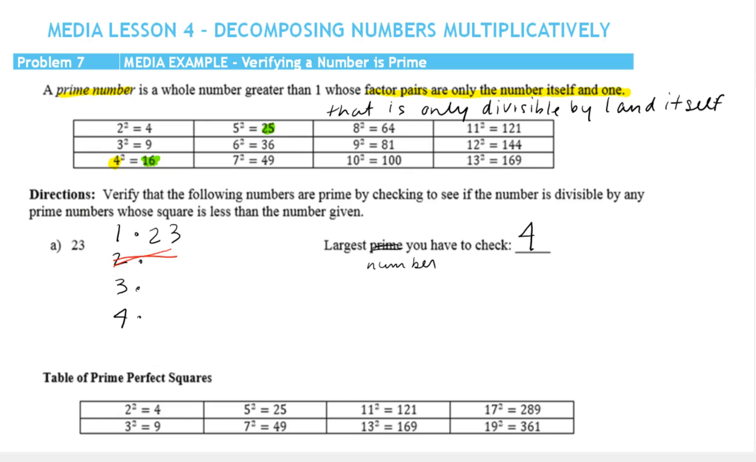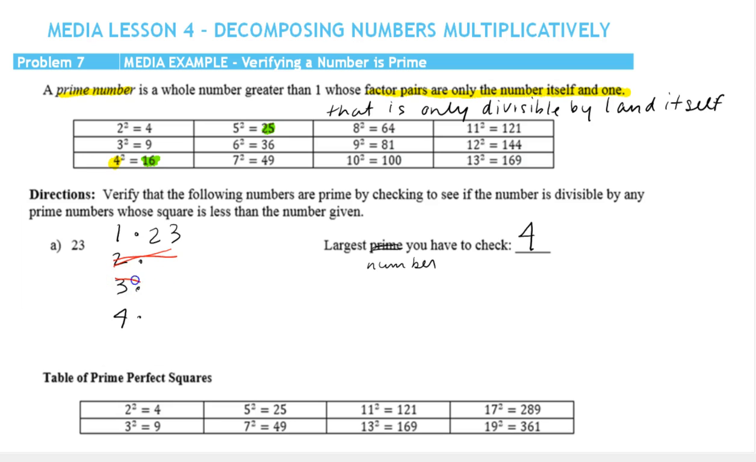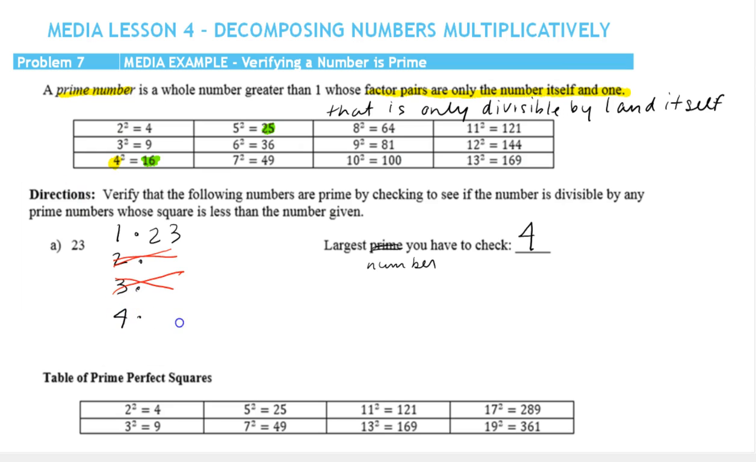Now let's try 3. You may think 23 divided by 3 goes in 7 times to get 21, but there would be a remainder of 2. Or we can divide 23 by 3 and we'll see that there's a decimal, so 3 is not a factor. And finally, we'll check 4. 23 divided by 4 is going to be 5 with a remainder, so 4 is not a factor.